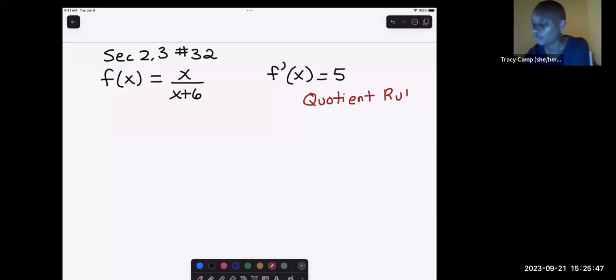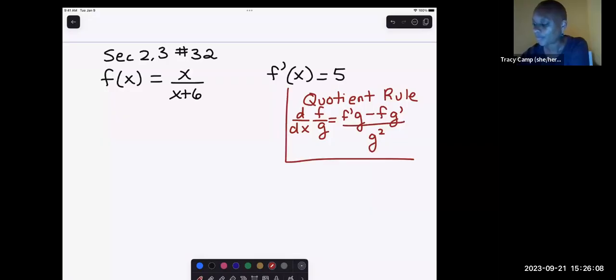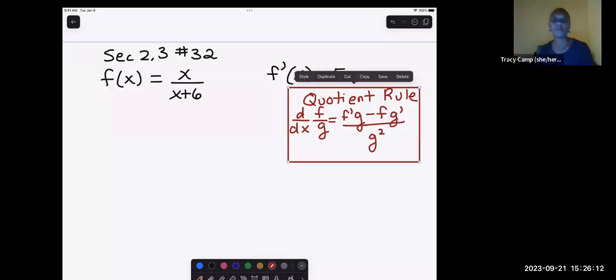For the quotient rule, you use that rule when you have a fraction, like a function over another function. The quotient rule says that the derivative is the derivative of the numerator times the denominator minus the numerator times the derivative of the denominator, over the denominator squared. So using this rule, I can find out what my derivative is.